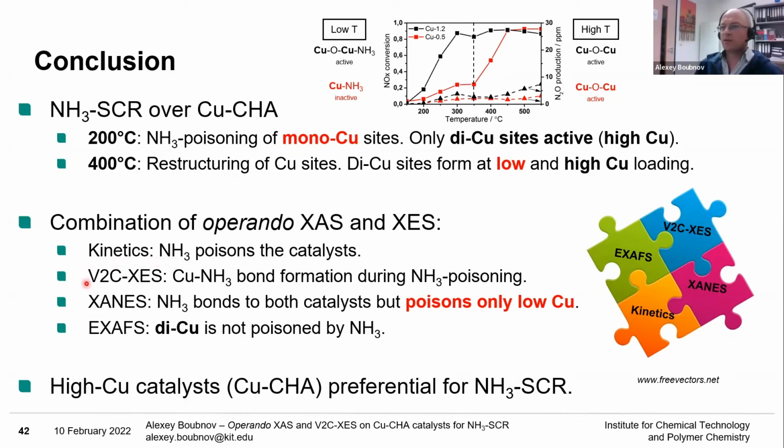By valence-to-core emission, we have seen this very important observation for copper, that there is a direct ammonia interaction with the copper site, unlike the case of vanadium or iron, which is very important if we want to understand the specific case of copper. Now, XANES has shown us that ammonia bonds to both catalysts. This is what I've shown with the multivariate curve resolution analysis. And the XAS is complementary, because it differentiates between monomeric and dimeric copper sites.